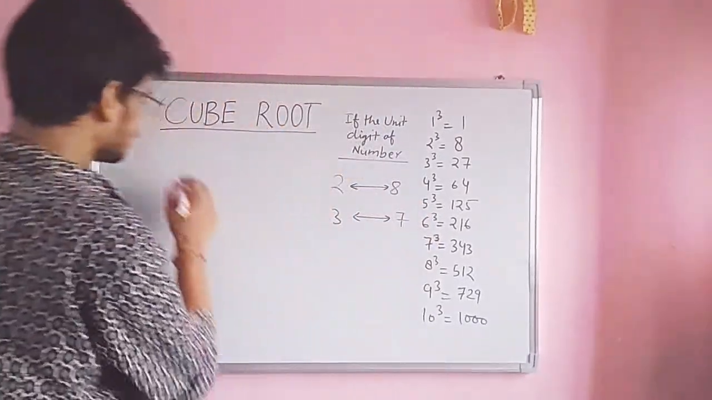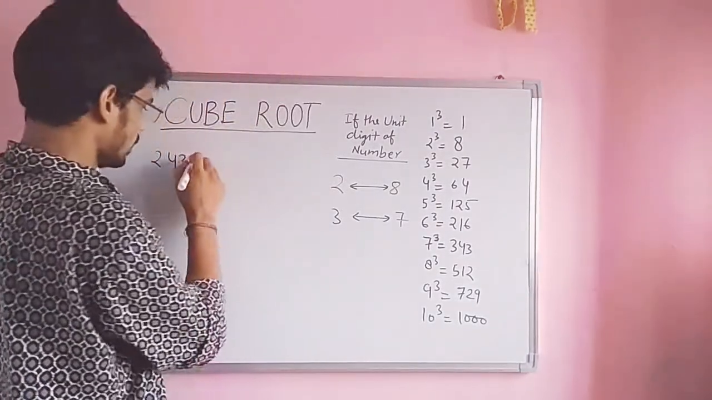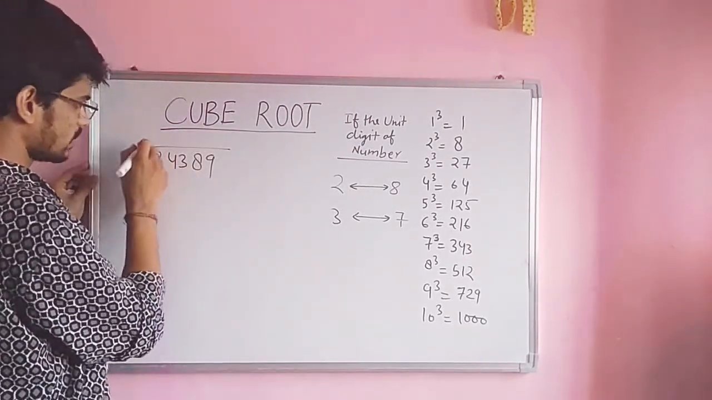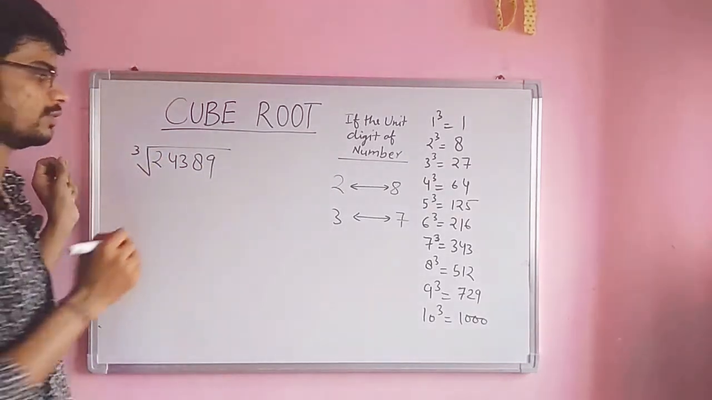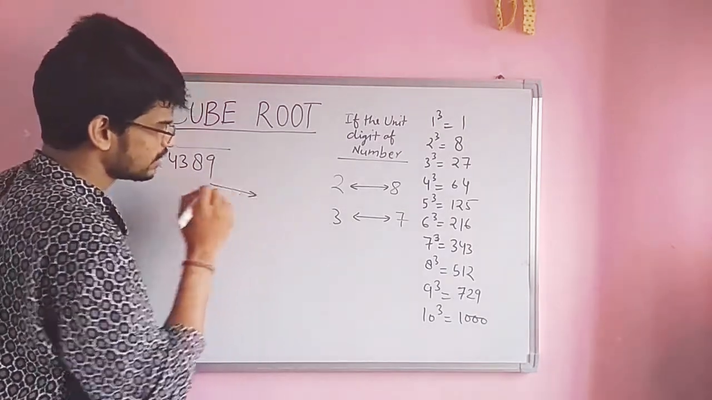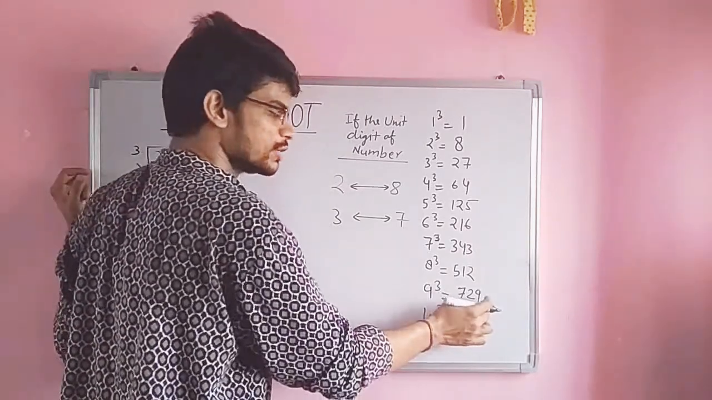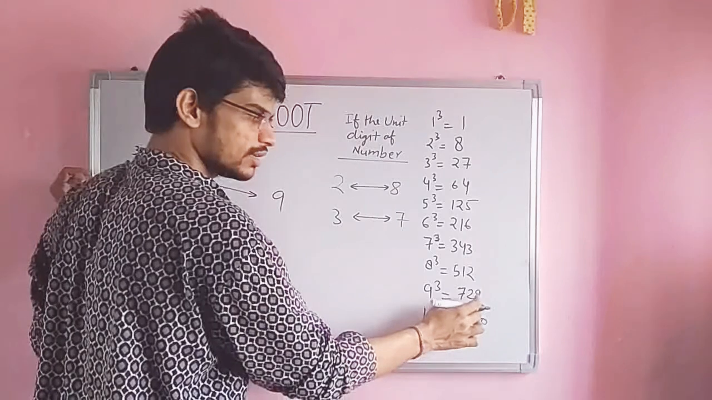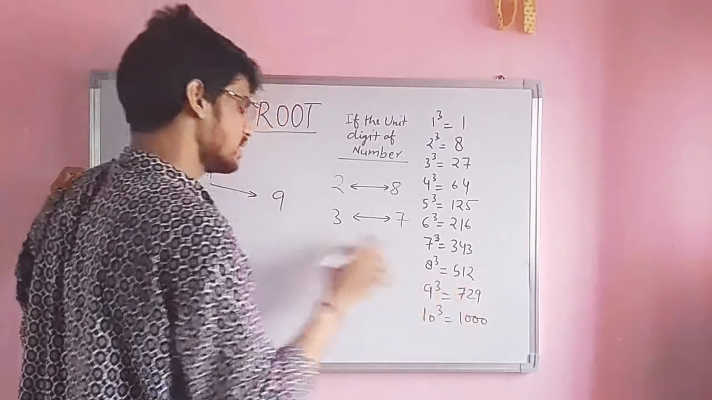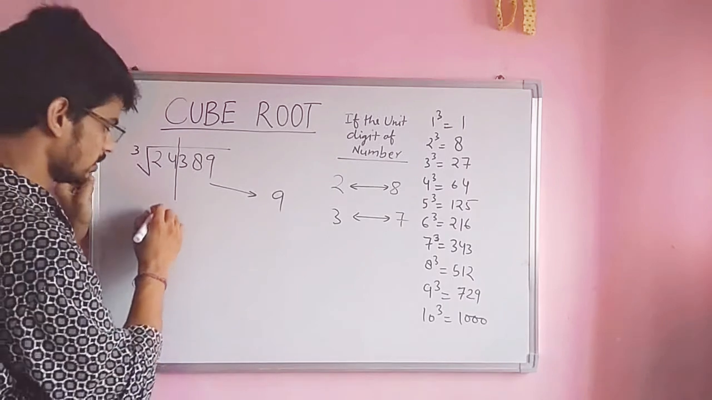Now take an example: 24389, with power 1 by 3. That means cube root. Clear? Now the last digit is what? That is 9. The cube root's units place of a number ending in 9 is also 9. Now cut the last 3 digits.